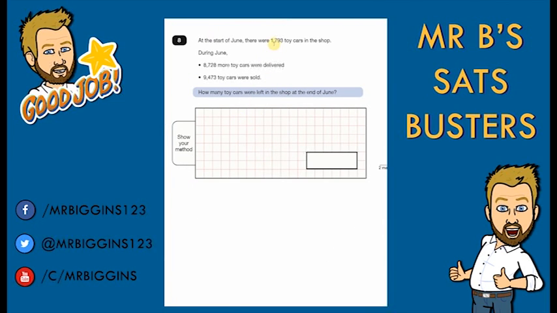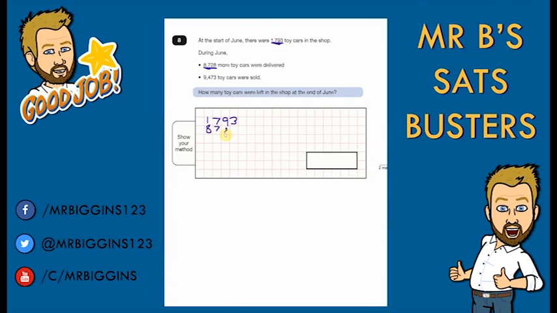Question 8 says, at the start of June there were 1,793 toy cars in the shop. During June, 8,728 more cars were delivered and 9,473 toy cars were sold. So how many toy cars were left in the shop at the end of June? Okay, so what we need to do is firstly work out how many cars they had, and then we'll take away how many were sold. So we know they started with 1,793 and then they had this many delivered. So to work out how many cars they had, we're going to have to add the 2 of those together.